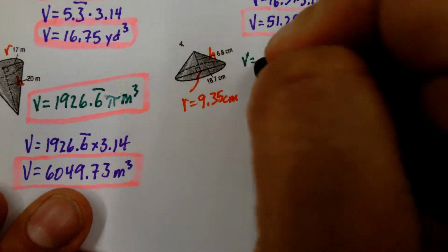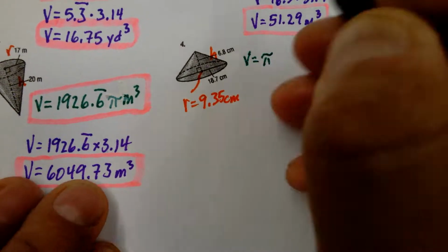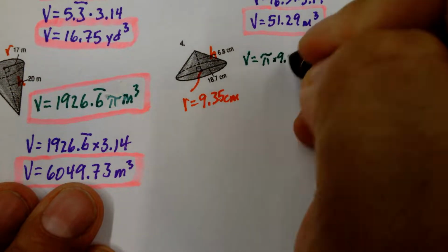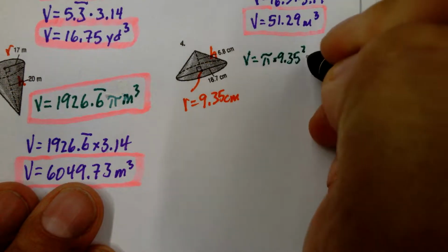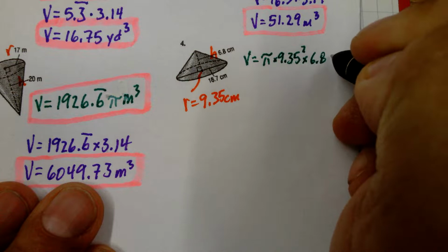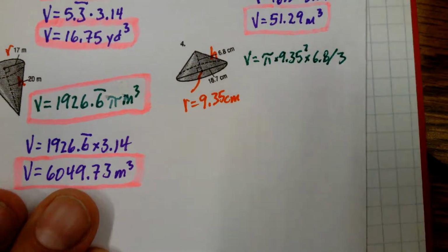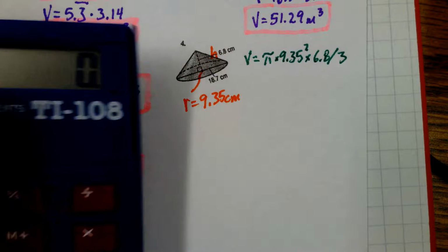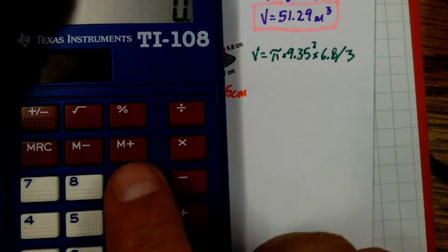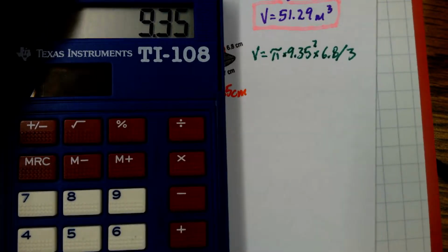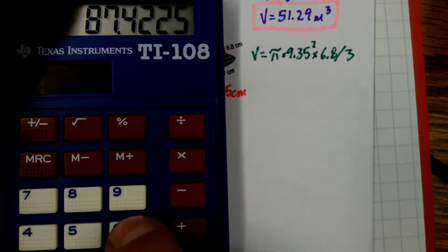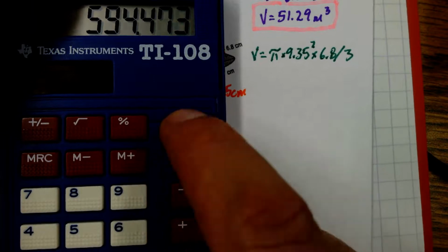So for the volume, it's going to be pi times our radius, 9.35, squared times the height, which is 6.8. And then we're going to divide by 3. We can do that all at the same time on our calculator, even a basic one like this. Let's do 9.35 times 9.35 times 6.8 divided by 3.